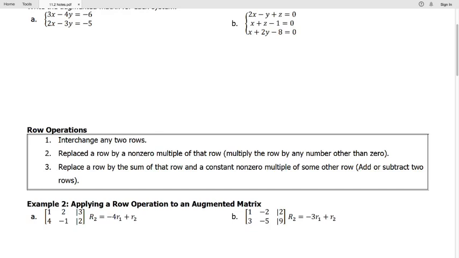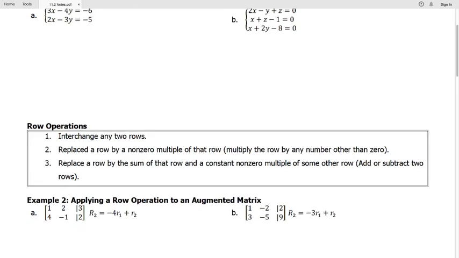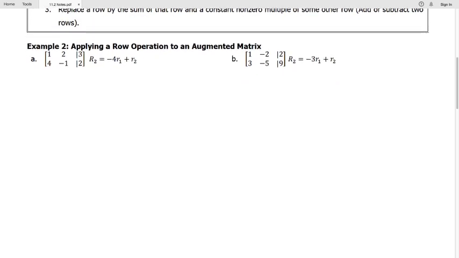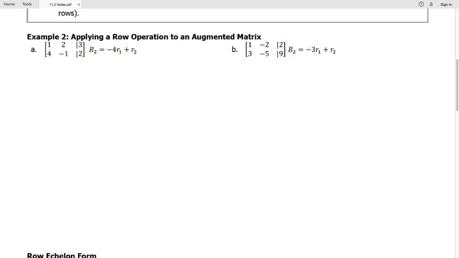And there's a goal here that we're trying to achieve, which we'll talk about after we get through example 2. But let's practice some of these row operations. So example 2, we want to apply the stated row operation to the augmented matrix that we are given. So let's do example A, and then you guys will pause the video and do example B.